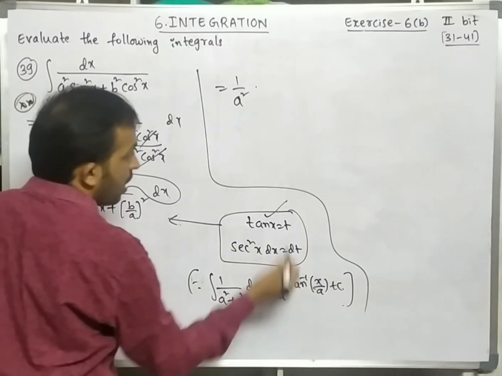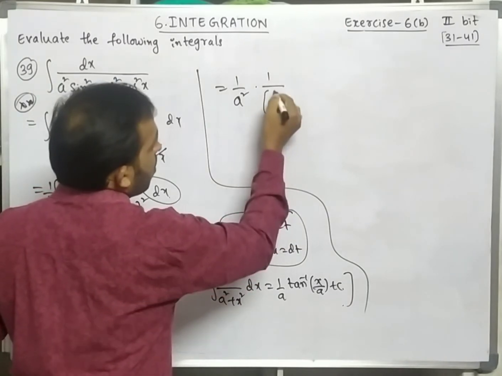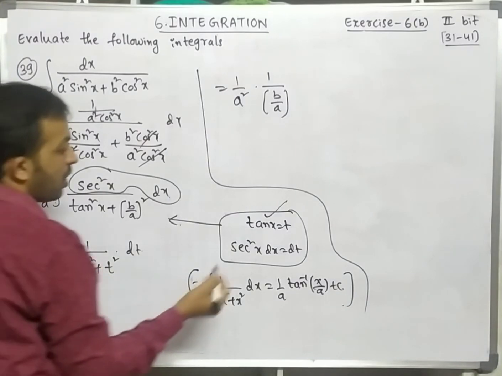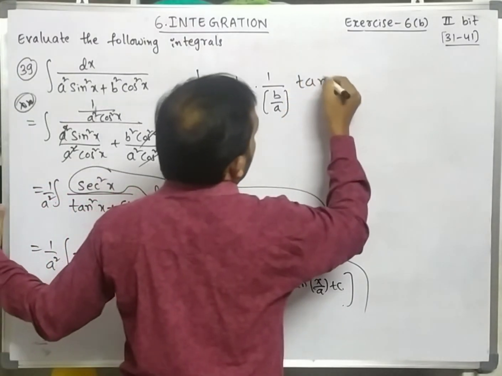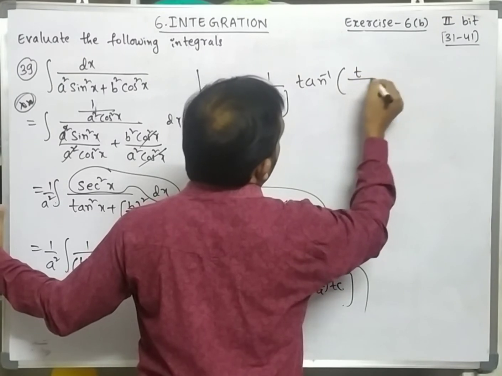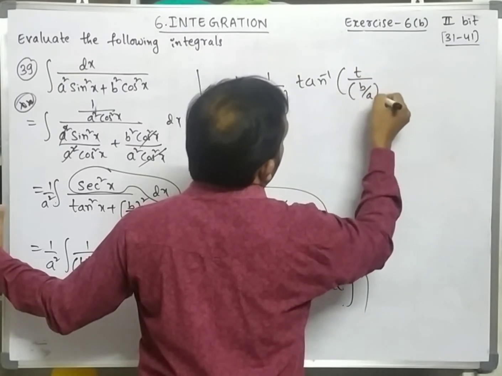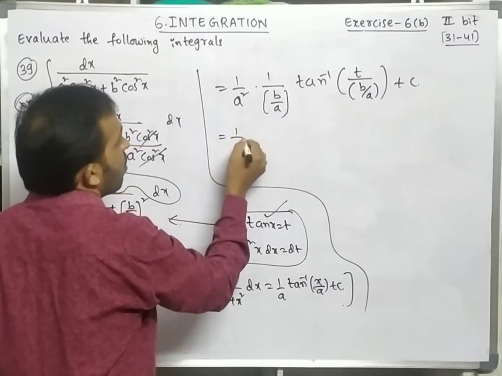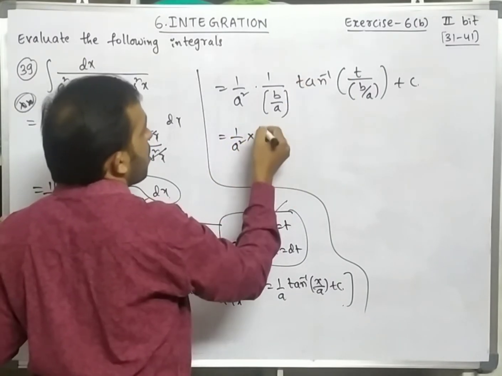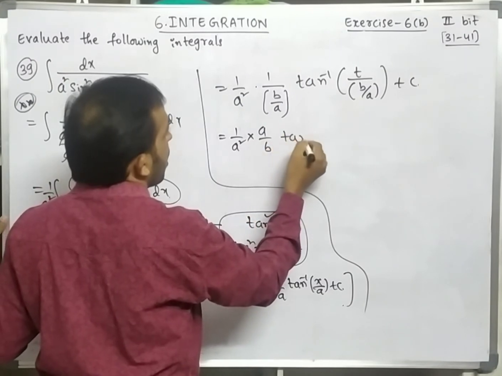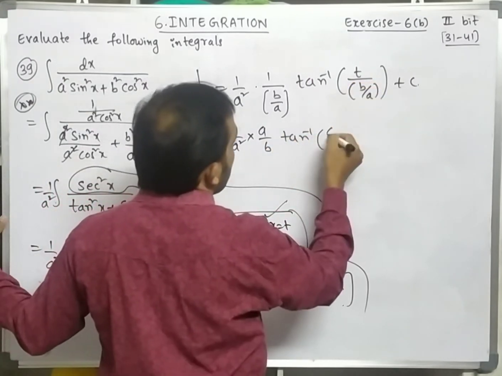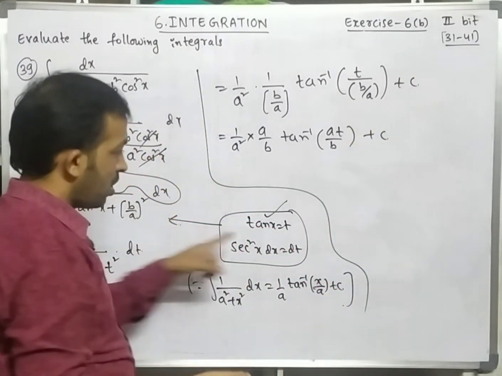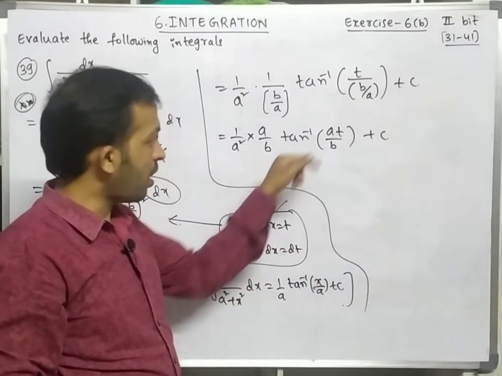So 1 by a, that is 1 by b by a, into tan inverse of x by a, x means t, a means b by a, plus c. So 1 by a square into b by a becomes a by b. Tan inverse of t by b by a means a t by b, plus c. Then what is t? t is tan x. Finally we have to substitute.